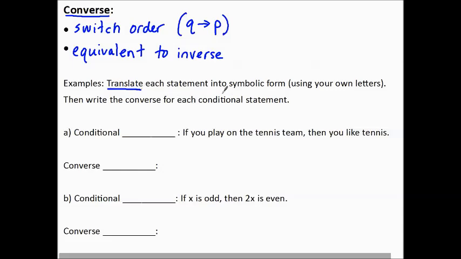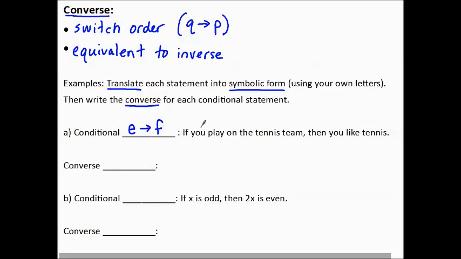Translate each statement into symbolic form using your own letters. Then write the converse for each conditional statement. So we'll start with the symbolic form. If you play on the tennis team, then you like tennis. Using any letters we want, perhaps starting with E and going to F.